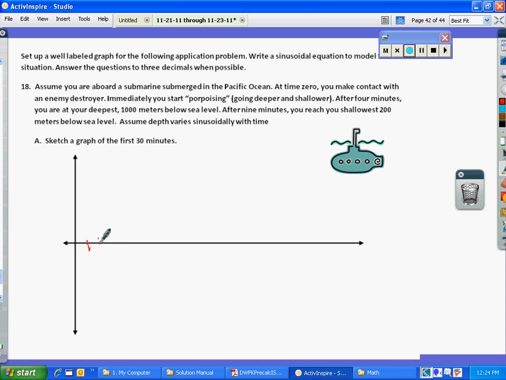So you can kind of set up your x-axis here to be time. And you know, after 4 seconds, which is right here, you are at your deepest, which is at negative 1,000 feet.